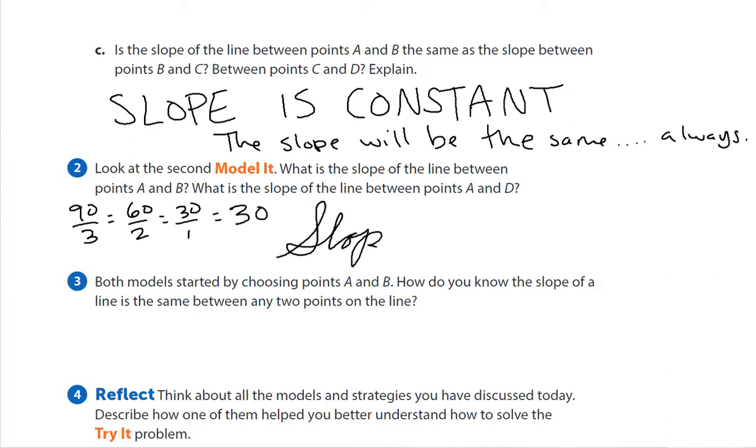Slope is constant. That's a terrible N. I'm not fixing it. You're just going to have to live with it. So we'll put a heart over the I. That'll help. Fix that T. There we go. Slope is constant.